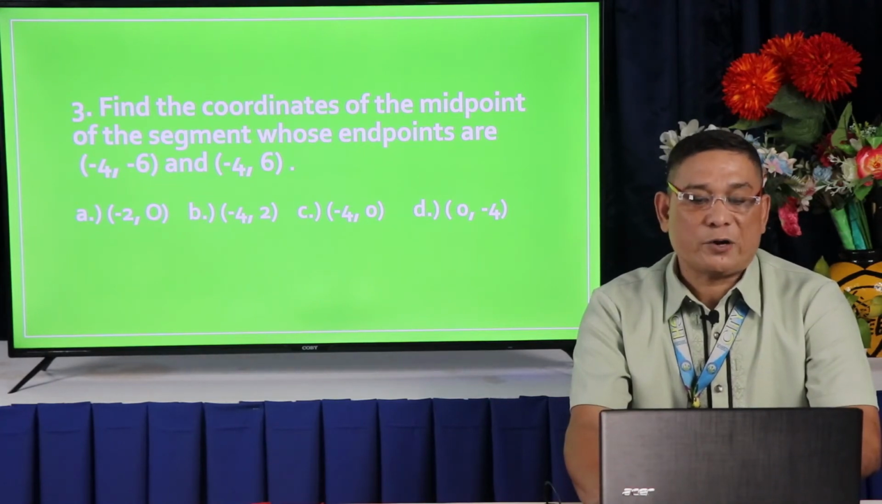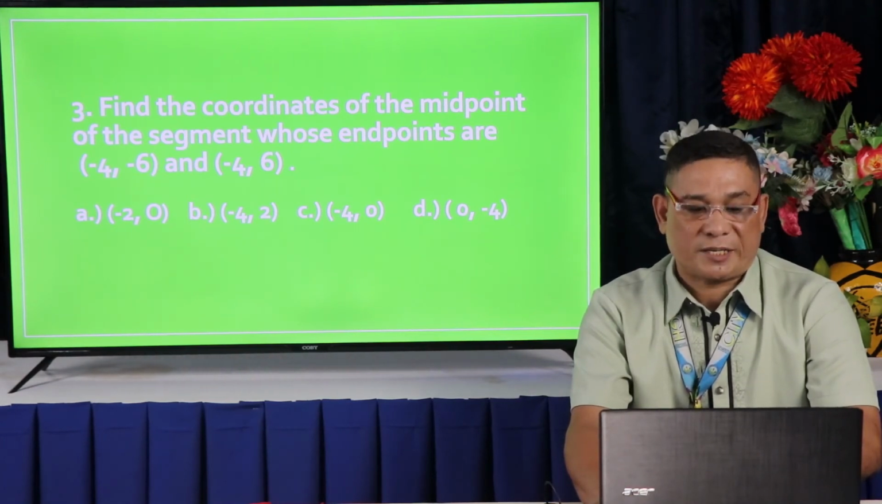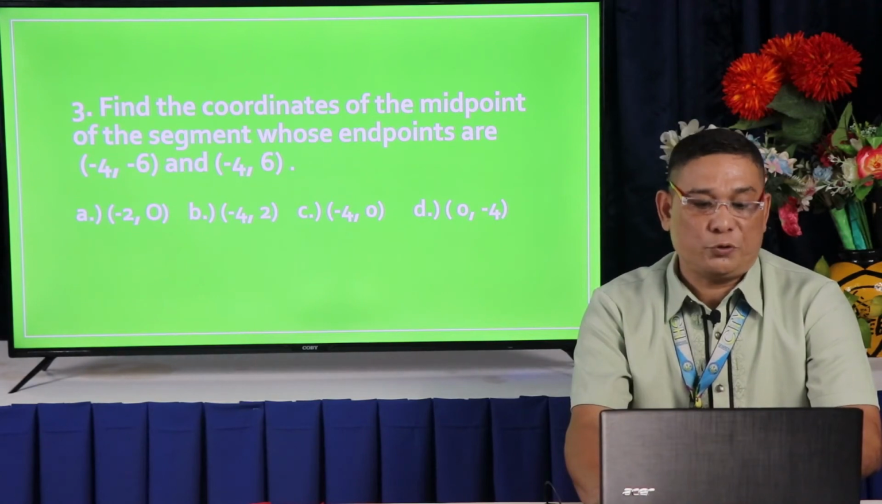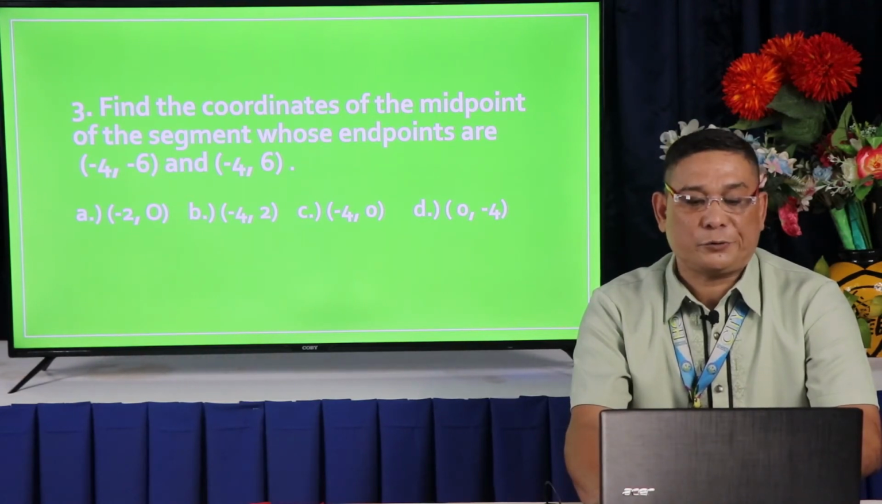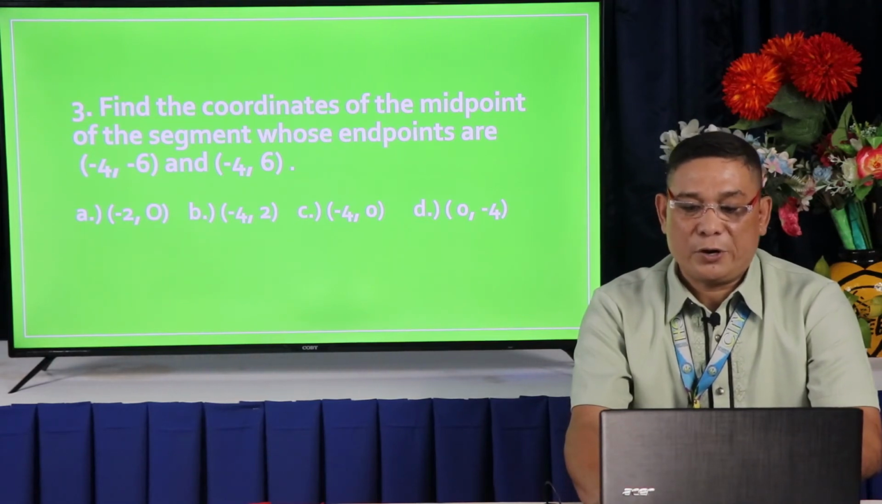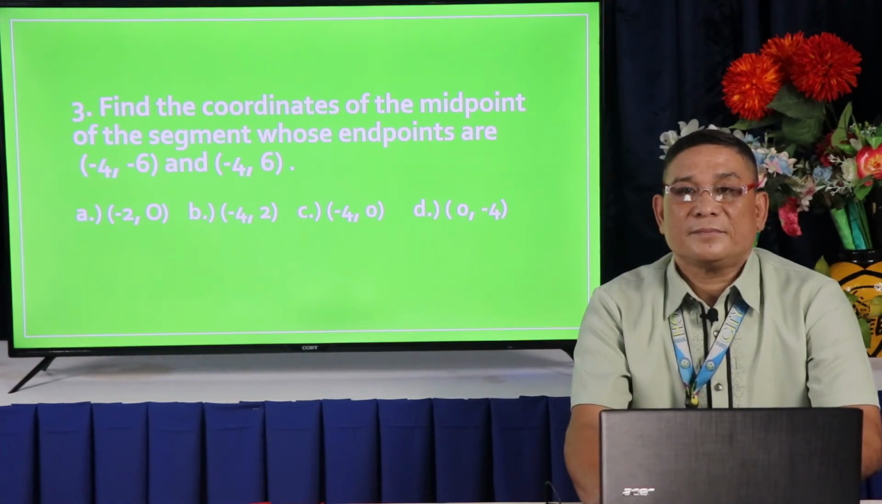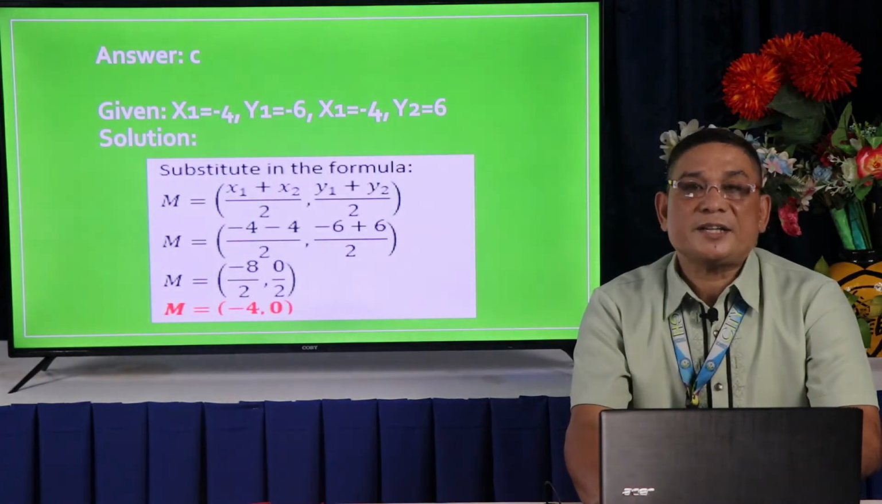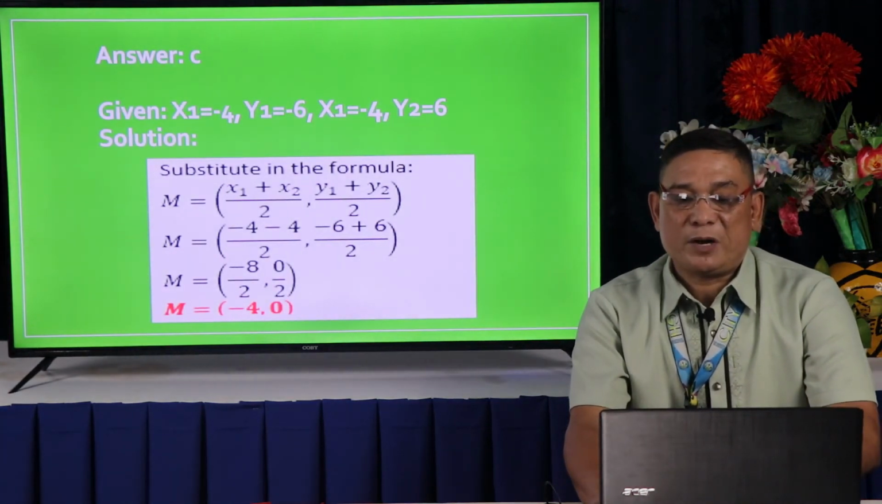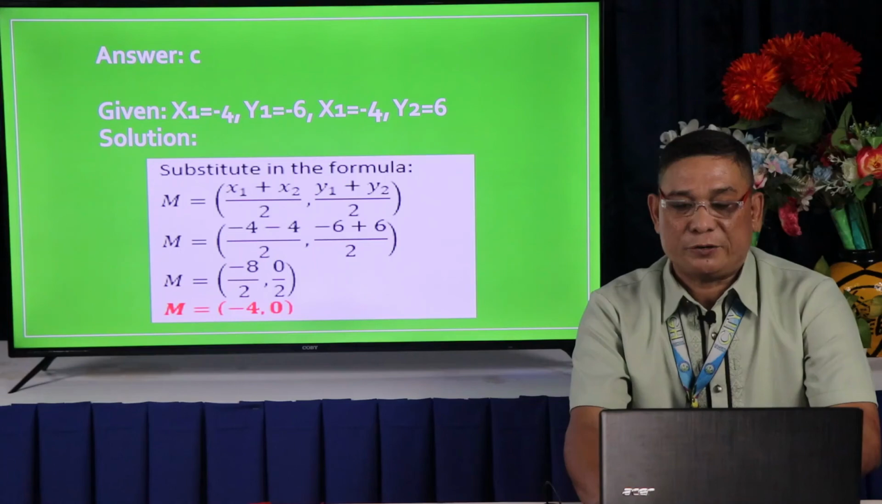You have 5 seconds to answer. The answer is C, which is m equals (-4, 0). You can follow the solutions given.